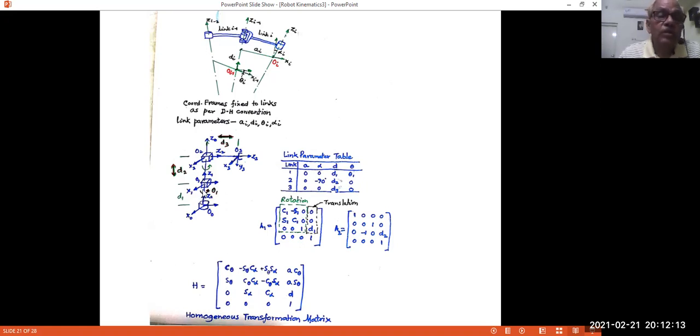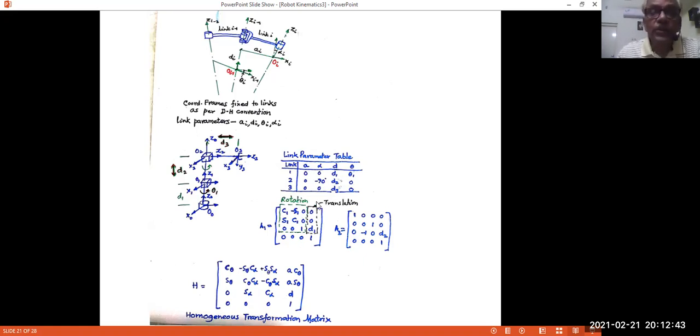And again, your theta is the angle between x1 and x2 about z1. Because we have chosen them to be parallel to each other, it will be 0. So this is how we complete the 4 parameters of the second link. You can similarly complete the third link parameters, the third row in the link parameter table. Then what do we do next?